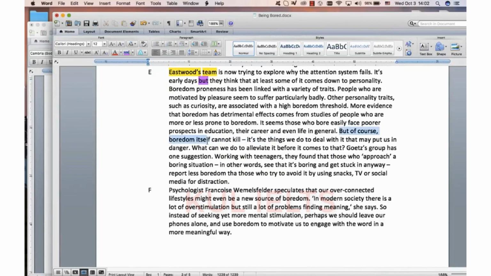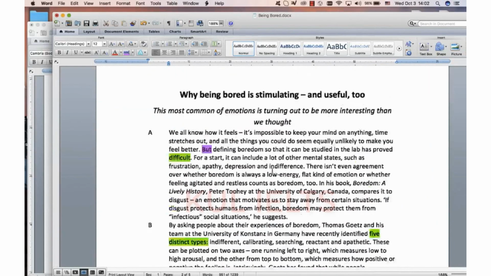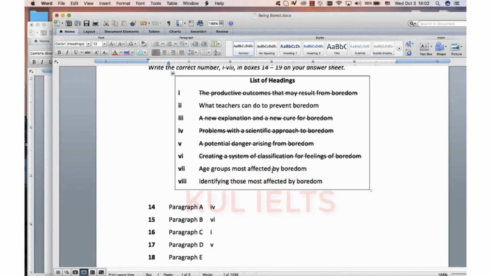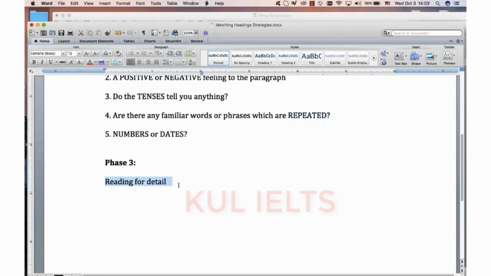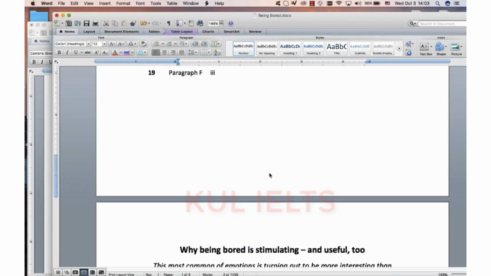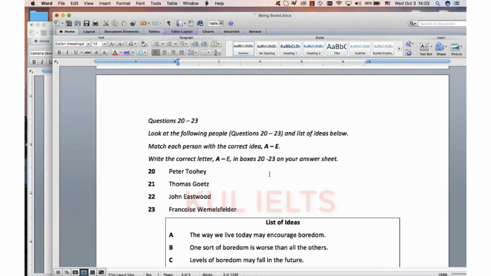What else do we see? But of course, cannot kill. What can we do to alleviate it? One suggestion. What is the suggestion? Approach a boring situation. So there's something about teenagers. I saw something about young people, maybe age groups. So now you can sort of see I don't really see anything there. The summary helped us a little bit, but we're at the end now, so we might as well just go into this paragraph, read for detail. We've got the other ones, just read the last one for detail. And we get a little bit of help from the summary.